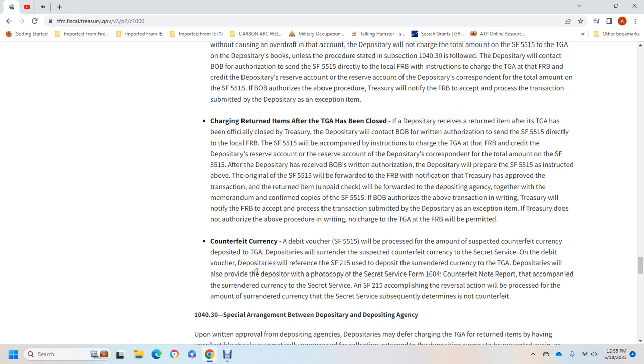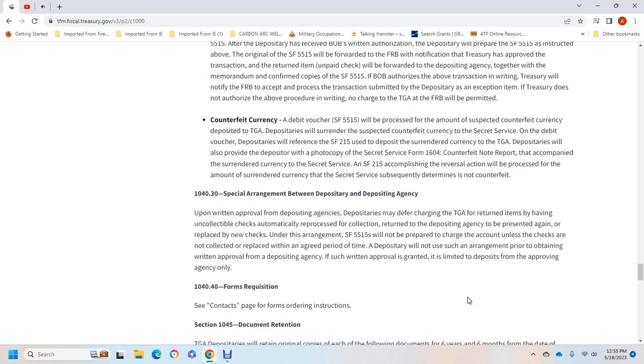The depositor will provide the depository a photocopy of Secret Service Form 1604, counterfeit note report, accompanying the surrendered currency, and Standard Form 215, establishing the reversal action will proceed. The amount of the surrendered currency will be reversed if the Secret Service subsequently determines it is non-counterfeit.